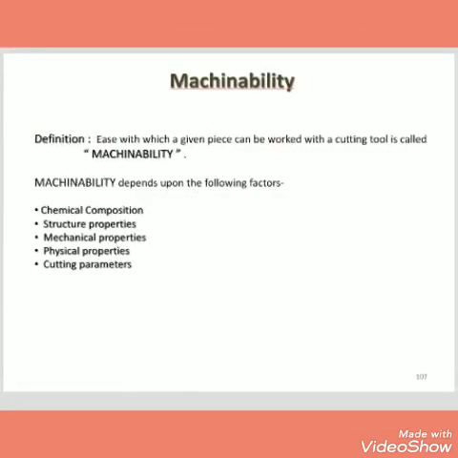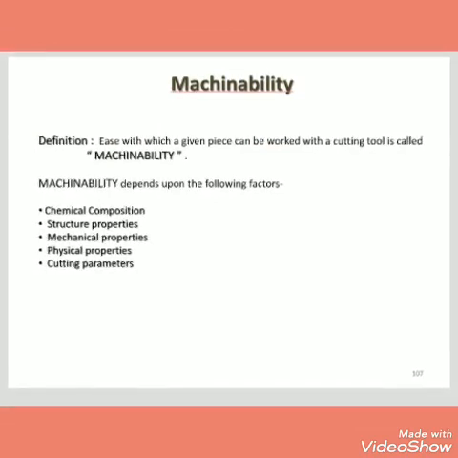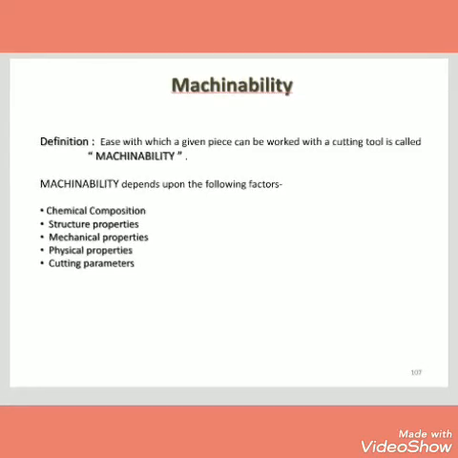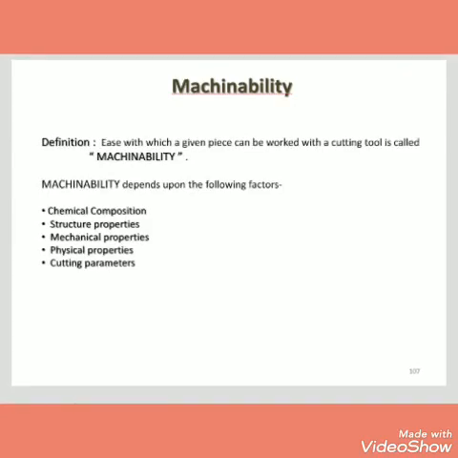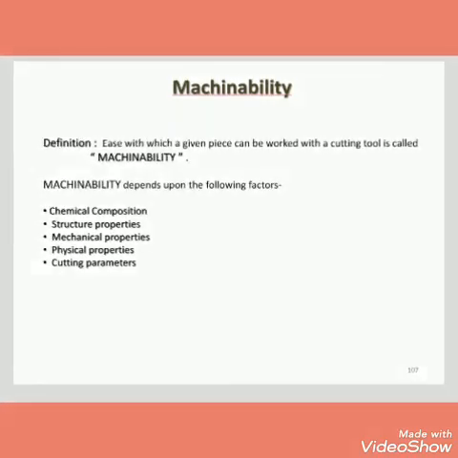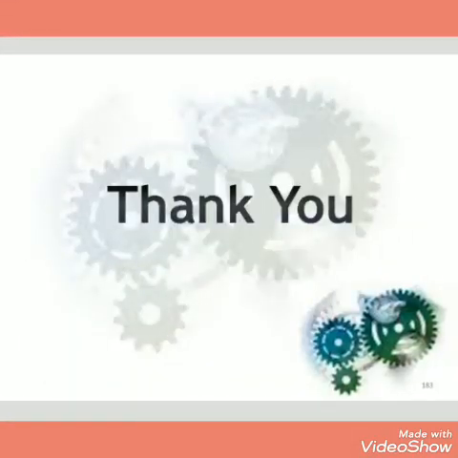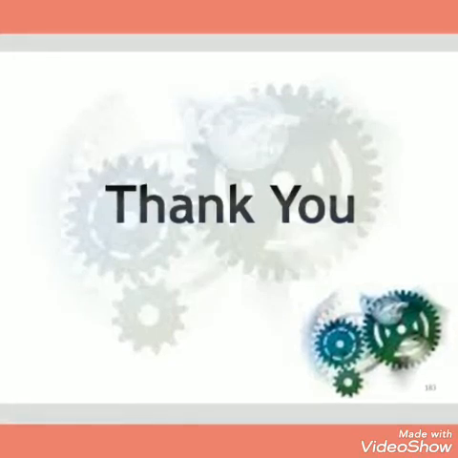Next is the machinability definition. The ease with which a given material can be worked with a cutting tool is called machinability, and it depends upon the following factors: chemical composition, structural properties, mechanical properties, physical properties, and the cutting parameters. This is the definition of machinability, and it depends upon the factors which I have already shown in this picture.